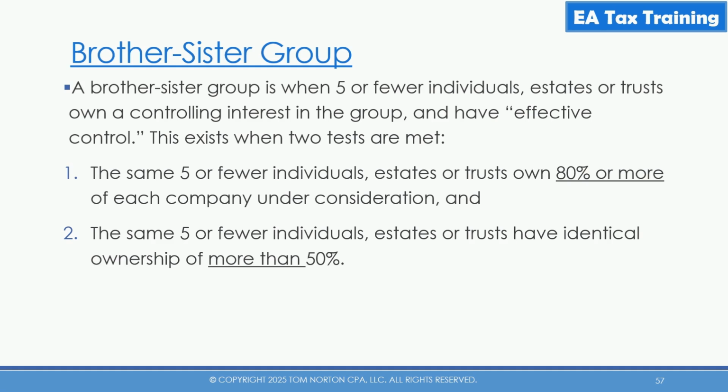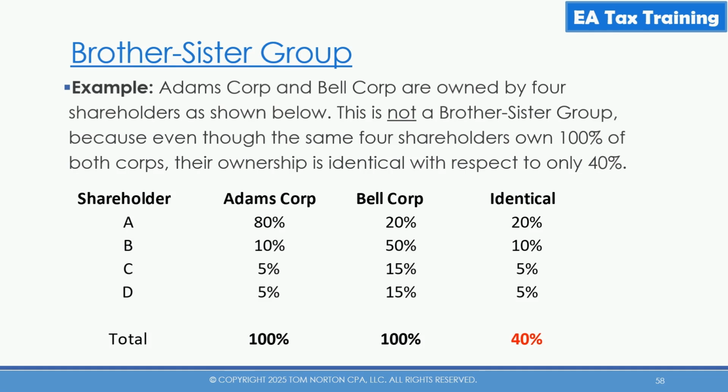So what does this mean? Let's look at a simple example. Adams Corp and Bell Corp are owned by 4 shareholders as shown below. This is not a brother-sister group. So let's look at this. Shareholders A, B, C, and D. This is their percentage of ownership in each of these corporations. As you can see, they own 100% of both corporations. So clearly, they passed the first test. These 4 shareholders own greater than 80% of both Adams Corp and Bell Corp.